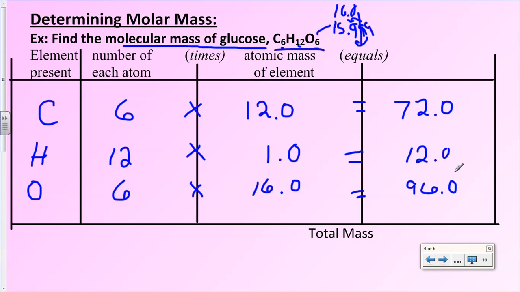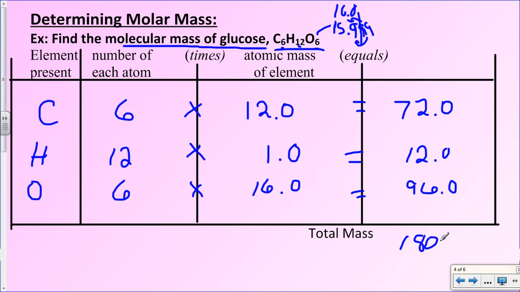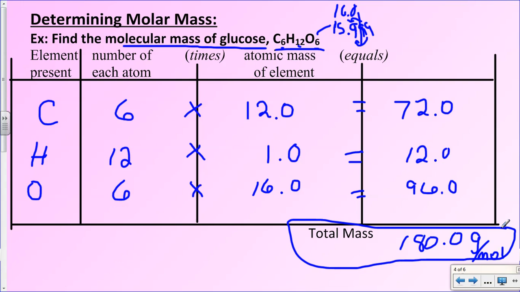Now we're going to take the numbers here that we have just calculated and add them up to get a total. So 72.0 plus 12.0 plus 96.0 adds up to 180.0. And the units, gram per mole. So this is the final answer that we are after. This is our molecular mass of glucose.